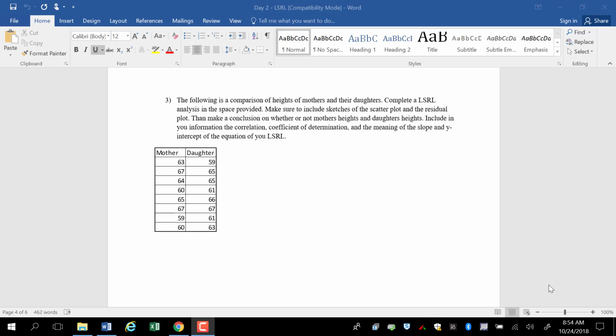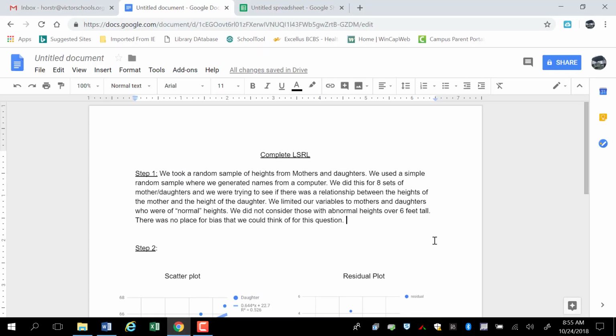Okay, for this section, I'm going to walk you through the complete LSRL analysis. This is going to walk you through start to finish the 4 steps of what needs to be included in the complete analysis. I actually already completed this over here, and I'm just going to share this with you and walk you through any questions you may have about what needs to be included in each section in order to receive full credit for the LSRL.